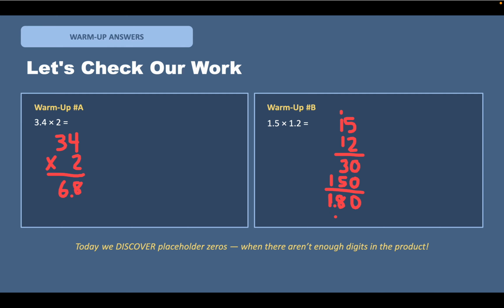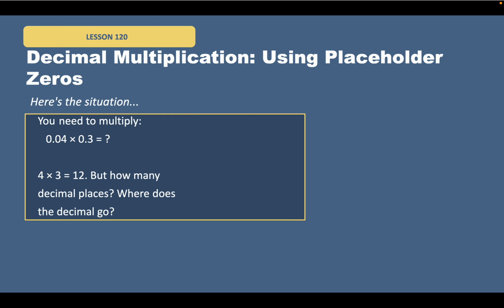So today we're going to discover placeholder zeros that we'll use when there aren't enough digits in the product. So here's the situation. We need to multiply 0.04 times 0.3, or 4/100 times 3/10. So using the rule that we already know, 4 times 3 equals 12, but how many decimal places are there? And where does the decimal point need to go?